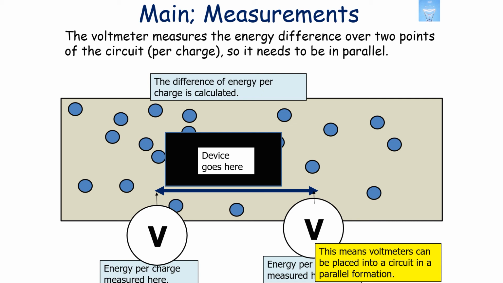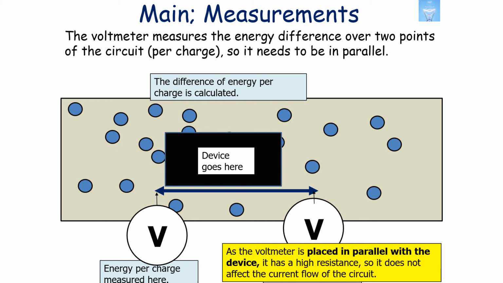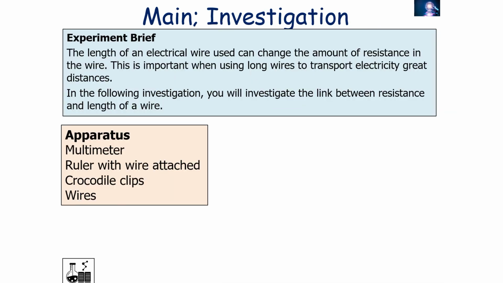So this means the voltmeter can be placed in a circuit in a parallel formation, but it has to be placed in parallel with the device it is measuring, nothing else. As it's placed in parallel, it has to have a high resistance so it doesn't affect the current flow of the circuit.